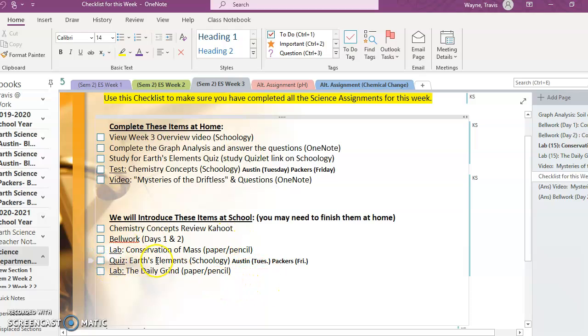And then finally, the other thing is we are doing that quiz on Tuesday and Friday on those Earth elements. You know, the ones where it's carbon, letter C, or if you're given the letter O, then that's for oxygen. So that's what your quiz is going to look like.